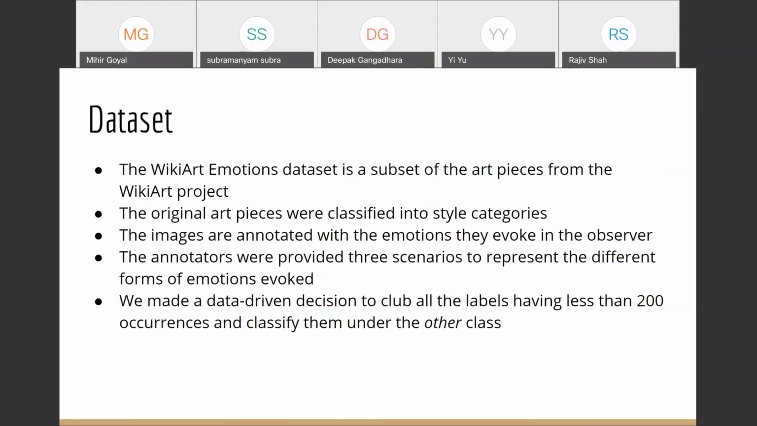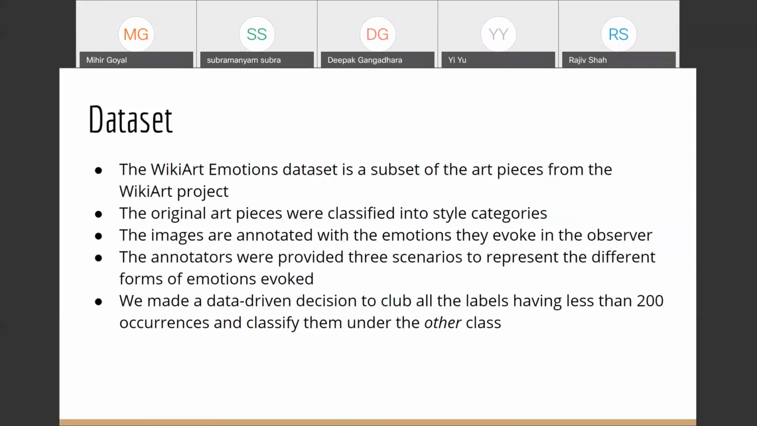To summarize our dataset, the WikiArt emotions dataset is actually a subset of the larger WikiArt project. The WikiArt project classified the art pieces into style categories, and the WikiArt emotions dataset took some images, about 200 or so, from each category and then annotated them with emotions. The annotators were actually provided with three scenarios: one to depict just the emotions by the title, one for just the image, and one for both.